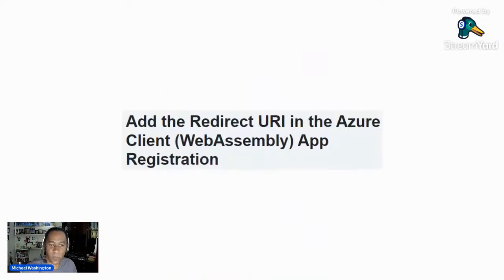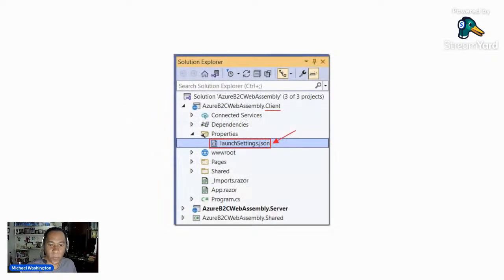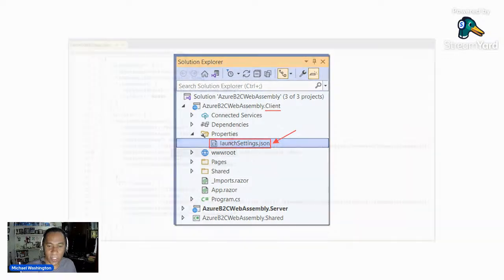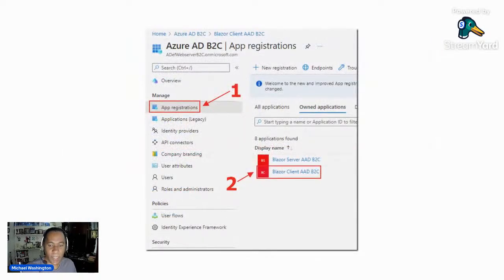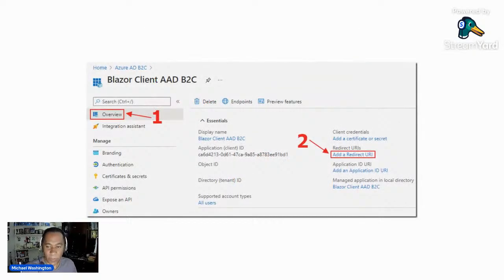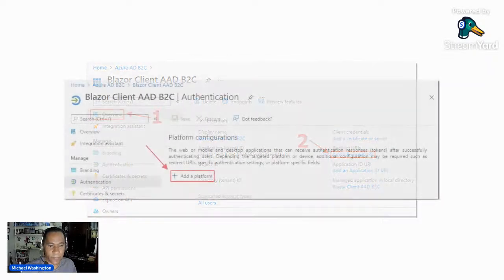Now we still need to do that redirect URI. So this time it's in the client project. You go to launch settings, and we grab the application URL, make sure it's the HTTPS version. We then go into app registrations, and this time make sure we go into the client app registration, and we click add redirect URI.